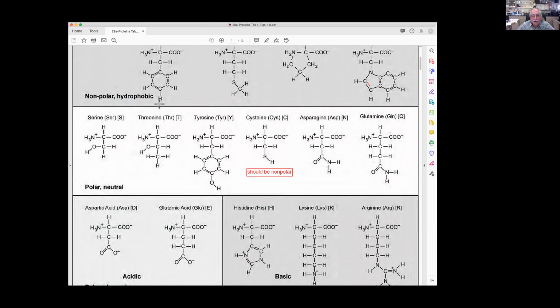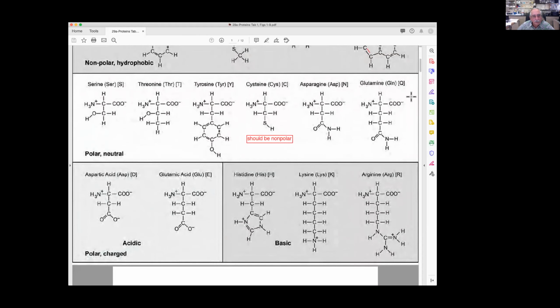Okay, so those are the nonpolar. The polar ones are here. Notice that this is an alcohol. Okay, that's a primary alcohol. Here's a secondary alcohol. Here is phenylalanine with an alcohol. So if you already have phenylalanine, you need only 1 more enzyme to make it into tyrosine.